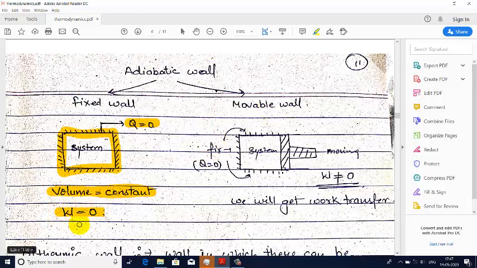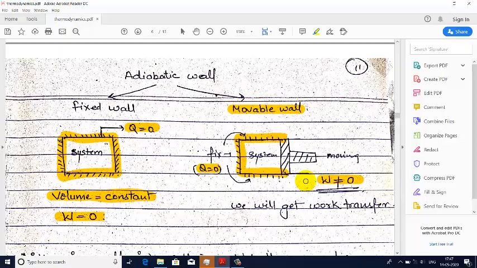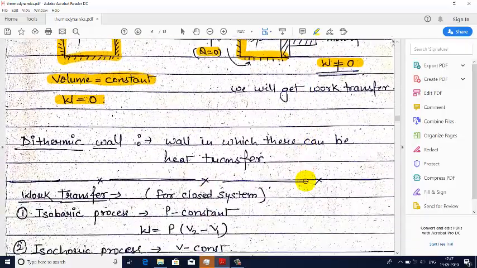We have derived this formula earlier. Next, an adiabatic wall can be movable as well. So here these three walls are adiabatic and fixed, and the fourth wall, this one, is moving and it is adiabatic also. In this case also the value of Q, heat transfer, is 0, but here the wall is moving, so there can be expansion or compression. So in this case work will not be equal to 0. We will get some particular value of work transfer. So I hope the adiabatic wall is clear to you now.